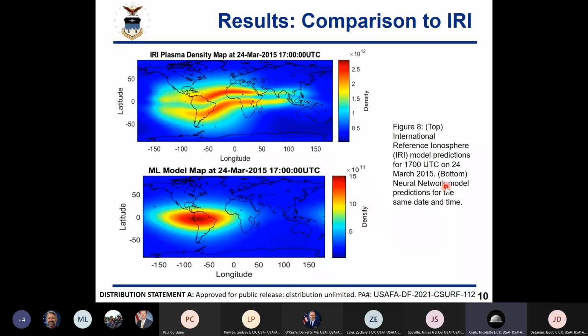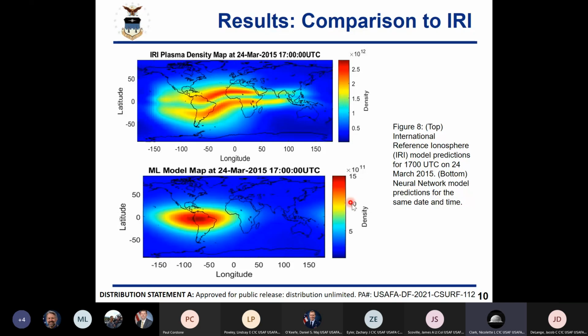Next, we compared to the International Reference Ionosphere, which is considered to be an internationally recognized standard model for predictions of the ionosphere. It is another model, so this is not truth data, this is not measured data points, but it is considered to be one of the better models out there. This top plot is a plot of the IRI predictions on 24 March at 1700 UTC, and the bottom plot is for the same time period, the predictions of our model.